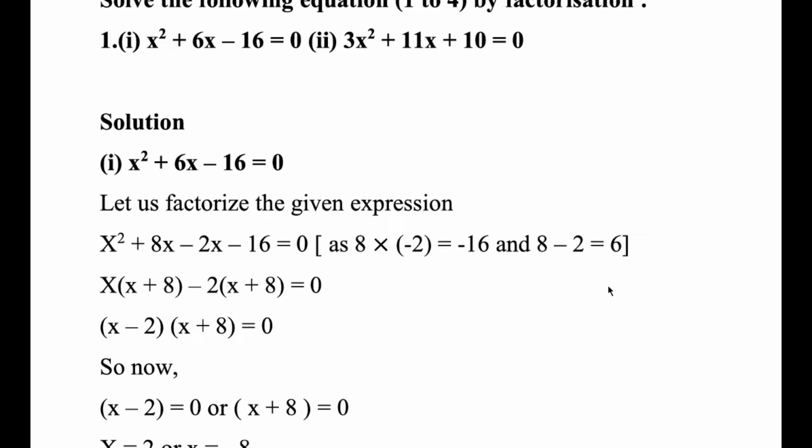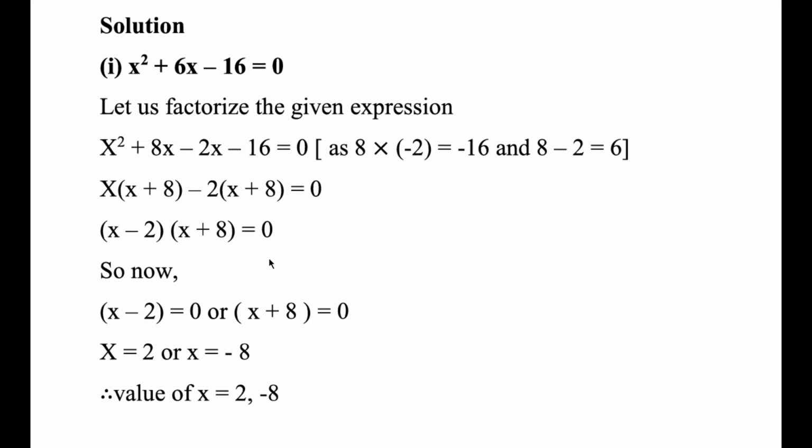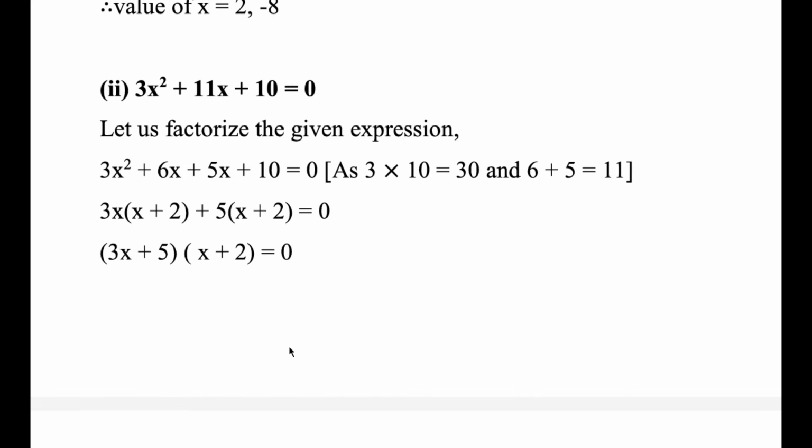Then come to the chapter test. x square plus 6x minus 16 is equal to 0. So factorize as per the middle term theorem is concerned. After that you will get the values of x either 2 or minus 8. Nothing is there. More difficult sums that I have discussed previously. Come to the next problem.